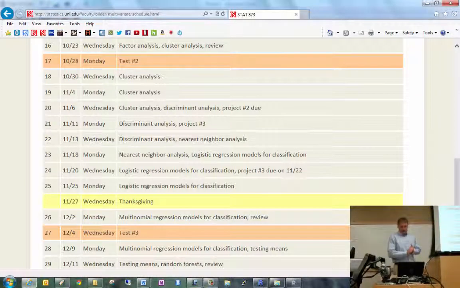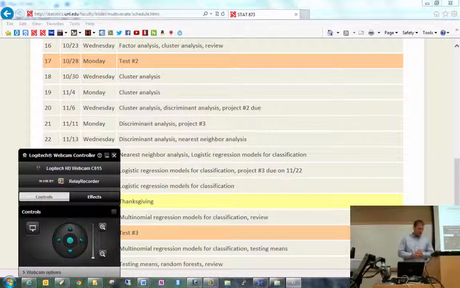Let's get started here. So test number 2 is on Monday. We will spend the last portion of class reviewing for it. We will complete factor analysis today. We will also discuss project number 2. And if there's still some time, we will start cluster analysis, our next section.